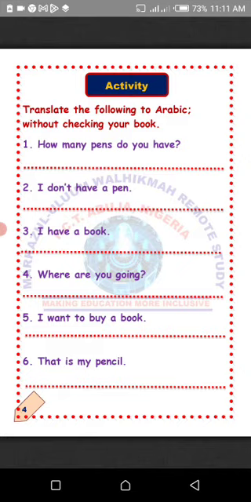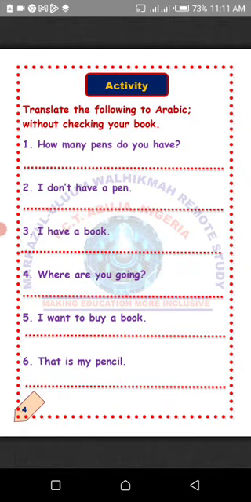Number three, how do you say in Arabic? I have a book. عندي كتاب. Then again, I don't have a pen. ما عندي قلم. And number three, عندي كتاب. I have a book.